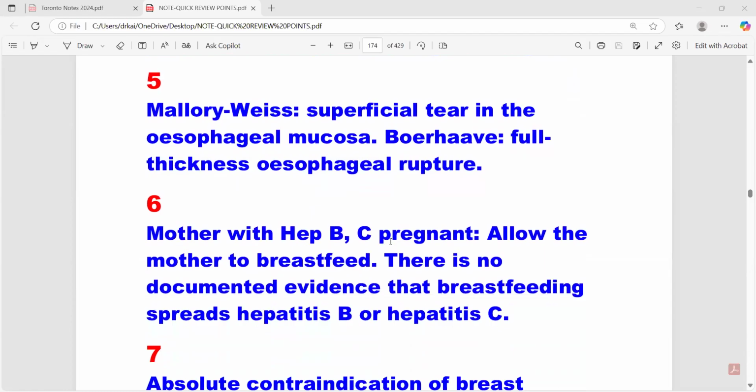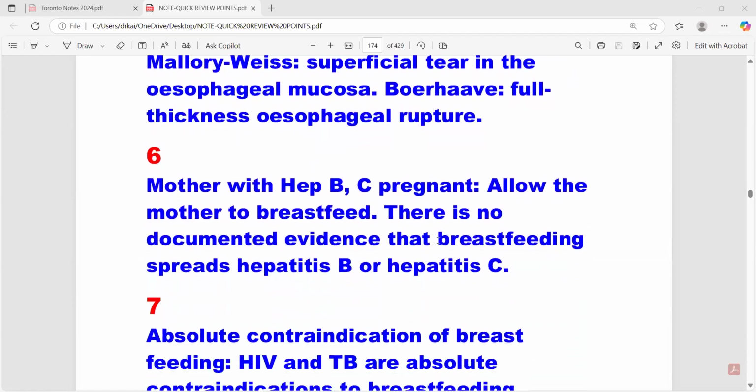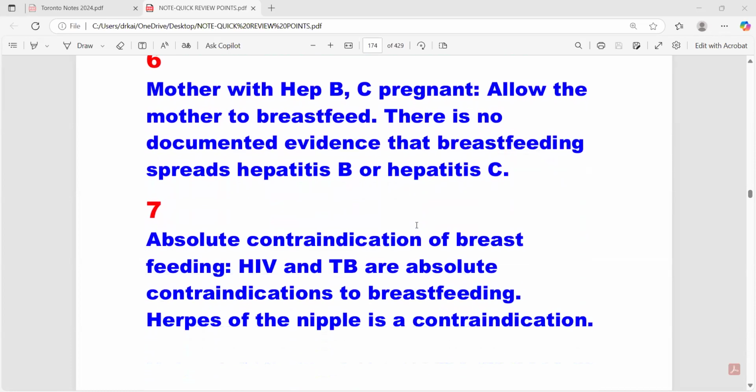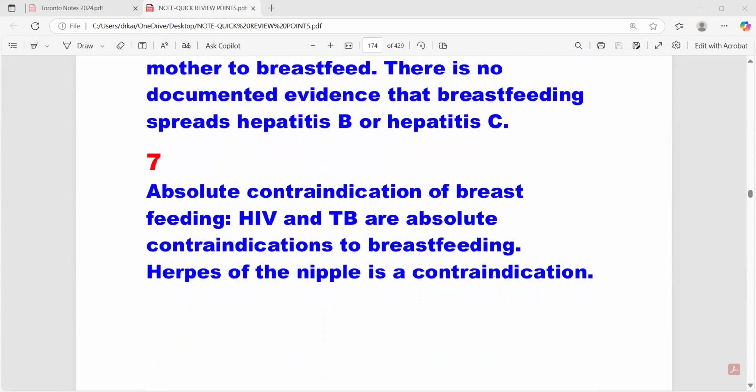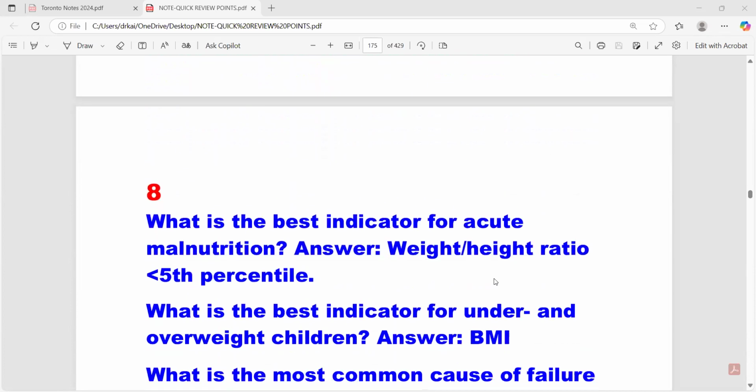Mother with hepatitis B or C, pregnant: allow the mother to breastfeed. There is no documented evidence that breastfeeding spreads hepatitis B and C. But in HIV cases or immunodeficiency, that's a different thing. Absolute contraindications to breastfeeding are basically HIV and TB. Herpes of the nipple is a contraindication as well.